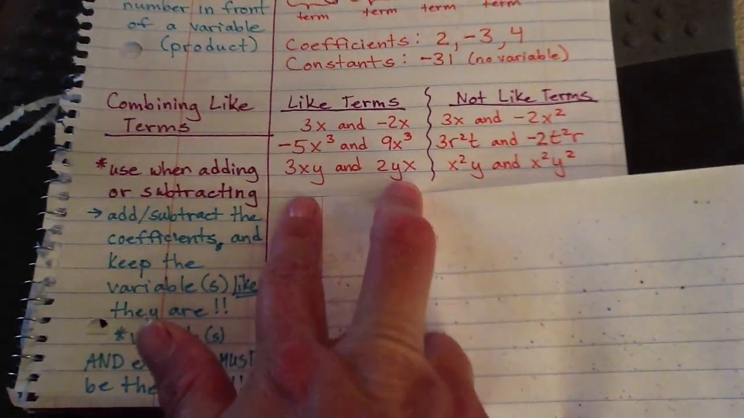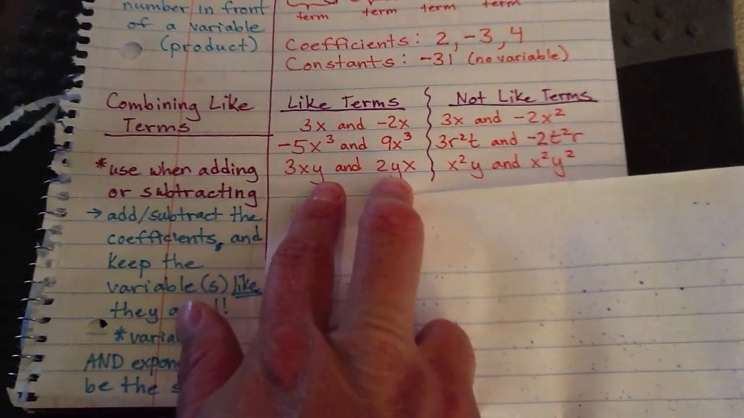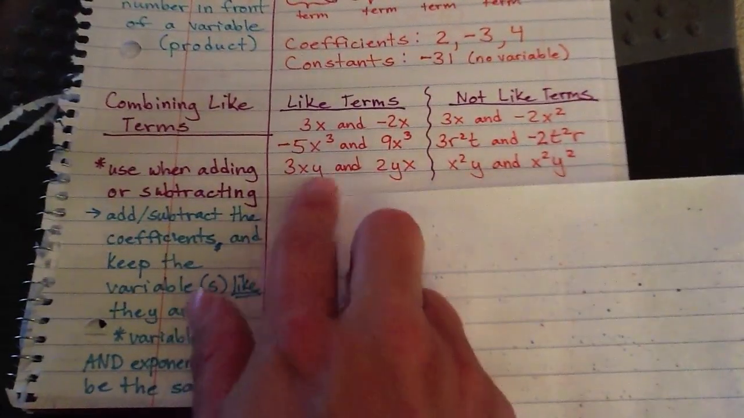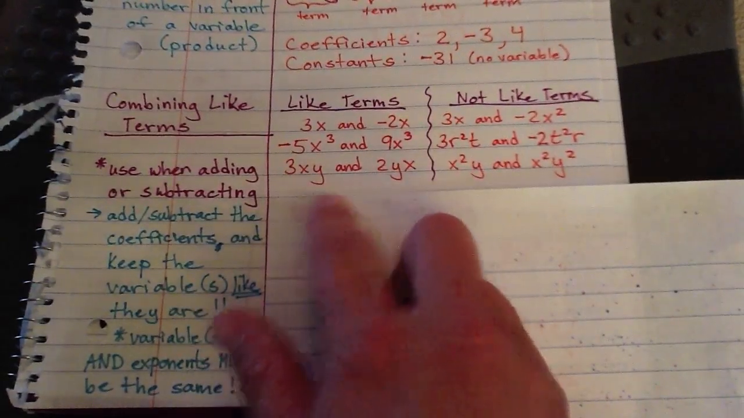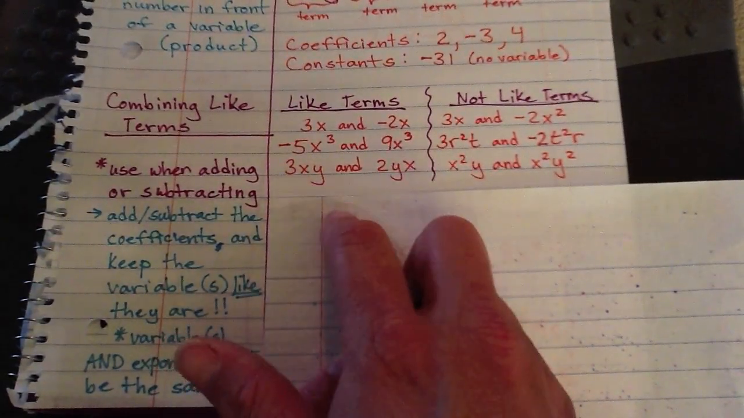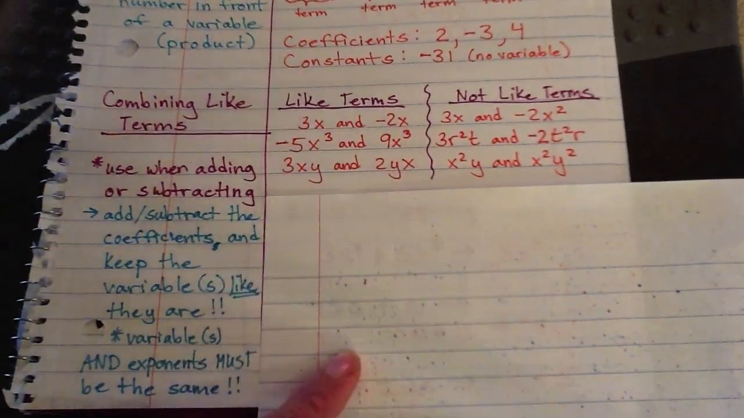These are actually like terms because we have an x to the first power and a y to the first power. It doesn't matter the order they're in. This is really the way you should write it because it's alphabetical order. So once you combine them, then you would write it that way. Again, it's because they have the same exponent, same variables.